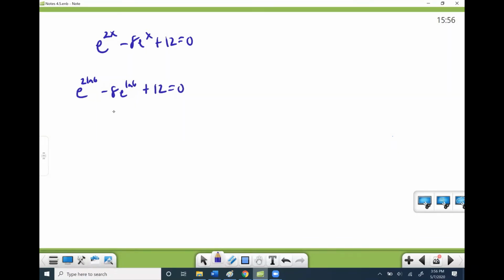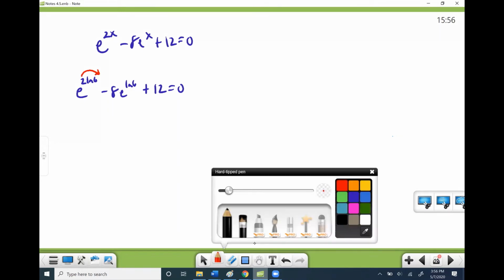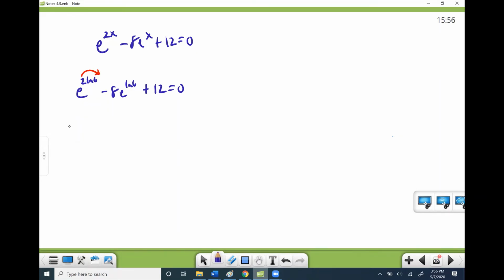Well, I can't cancel like this. I get some calc students that'll be like, bam, bam. But they're not right next to each other. Do you guys see if the 2 is in the way? You have to be right next to each other. So I'm just going to move this 2 up to the exponent. If I do that, it'll say e to the natural log of 6 squared.